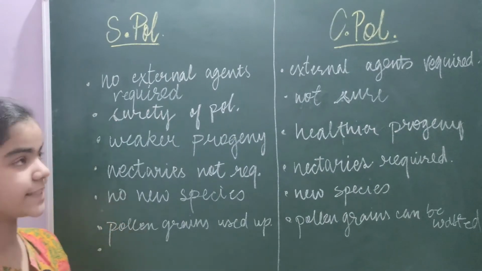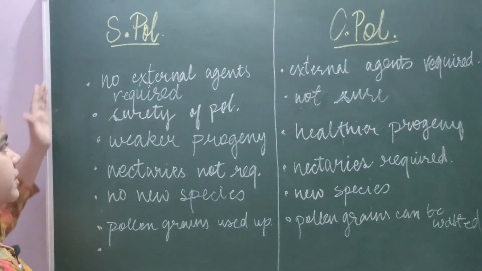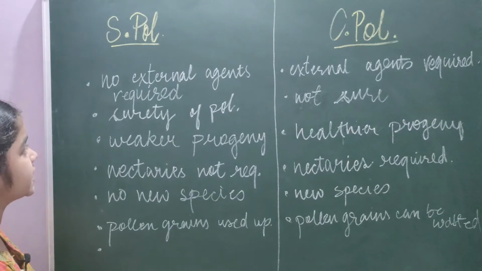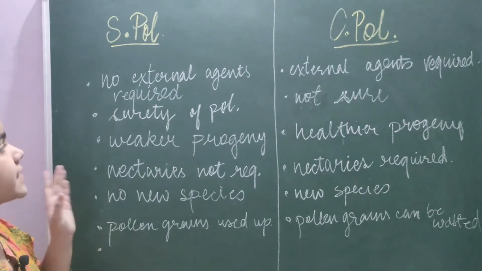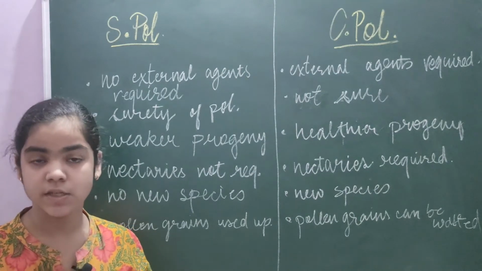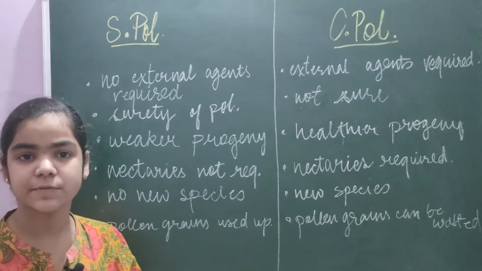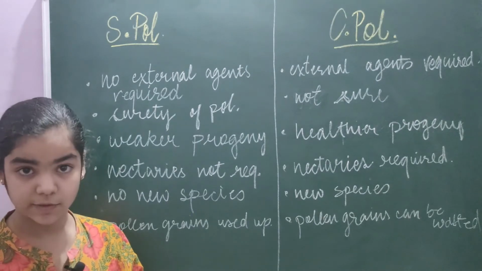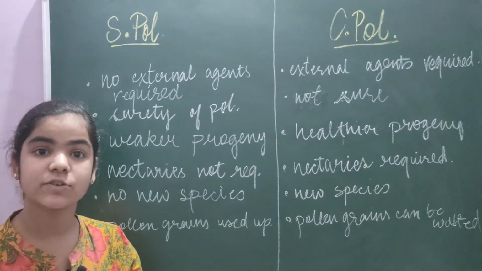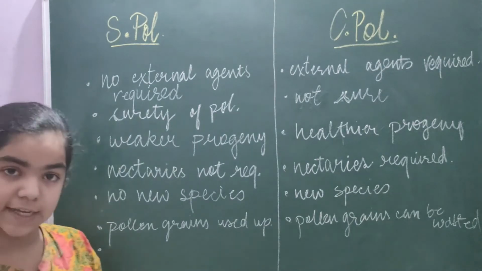So the main differences between self-pollination and cross-pollination are written on the board. Alright, let us discuss the first one. No external agents required. In self-pollination, there is no need of any bird or insect to come and help in pollination. Like we discussed in the chapter on flowers, the petals are colorful so that the insects could be attracted towards it for cross-pollination, right? But here no external agent is required.